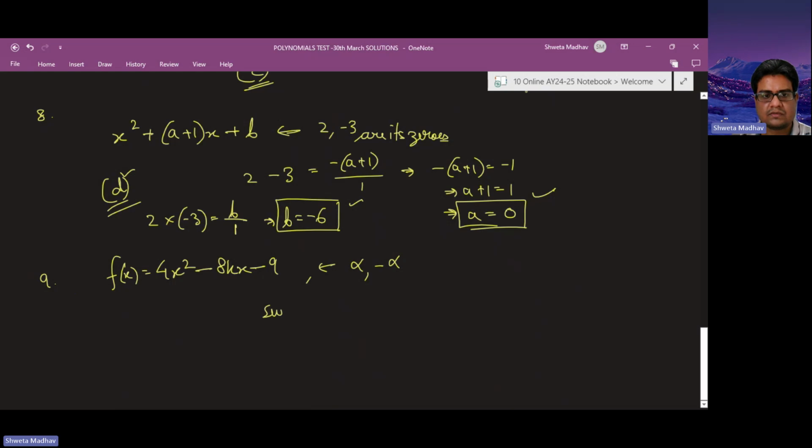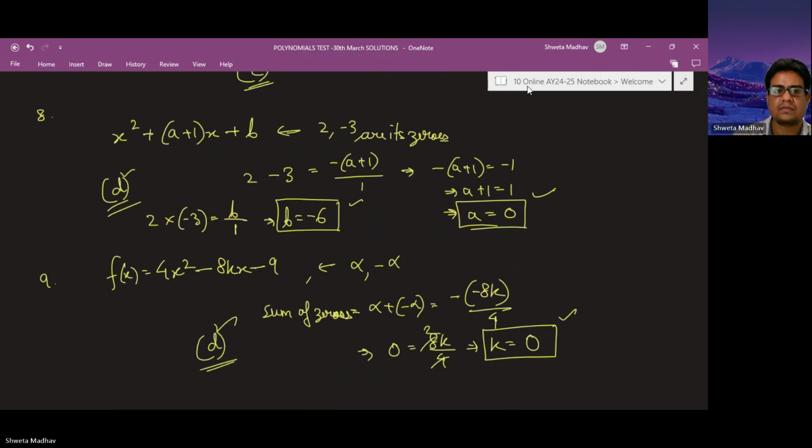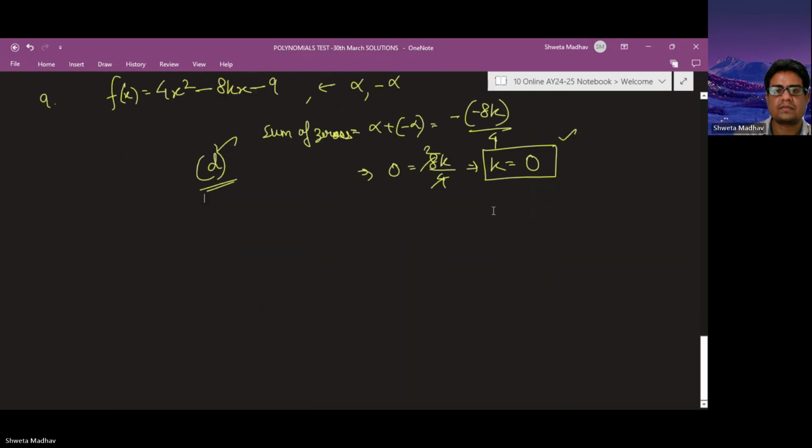So therefore we can say the sum of the zeros, alpha plus minus alpha, is equal to minus b by a, which is minus of minus 8k by 4. So alpha plus minus alpha, which is 0, is equal to 8k by 4, which is 2k. So 2k is 0, it means k should be 0. So the value of k is 0. So option D is the correct answer.